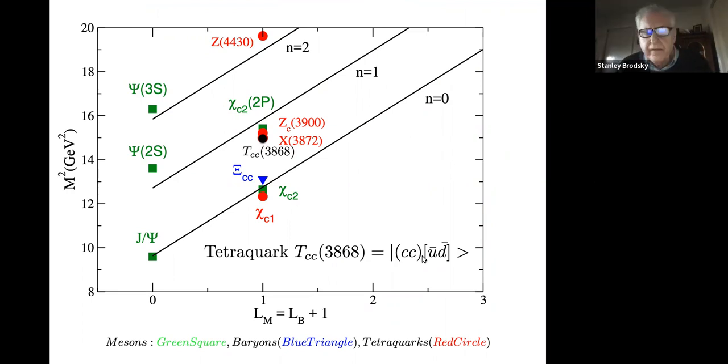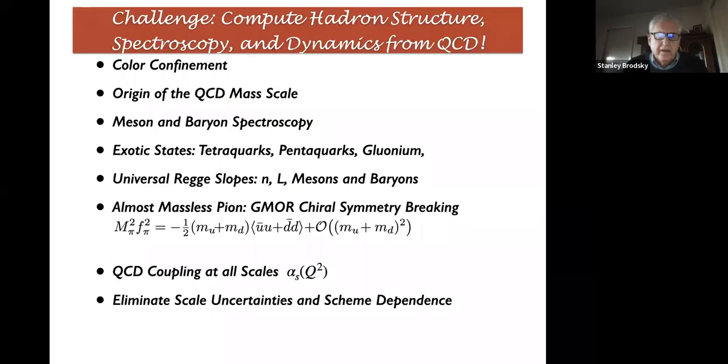What I'm really going to talk about is trying to meet a challenge, which is to think about how we can compute QCD in a simple way. It has to have color confinement. We have to understand where the QCD mass scale appears. We have to understand meson and baryon spectroscopy, and then exotic states like tetraquarks. This fact of universal Regge behavior, not only in L, but also in N for mesons and baryons, the number of nodes in the wave function, that's amazing.